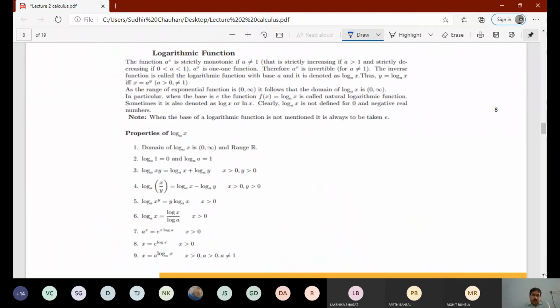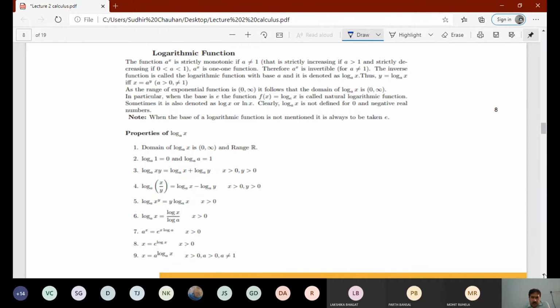So now we come to logarithmic function. A function a raised to power x is strictly monotonic if a is not equal to 1. That is strictly increasing if a is greater than 1, and strictly decreasing if it lies between 0 and 1. So a raised to power x is 1 to 1 function. Therefore a raised to power x is invertible for a not equal to 1. The inverse of function is called logarithmic function with base a, and it is denoted as log x base a.